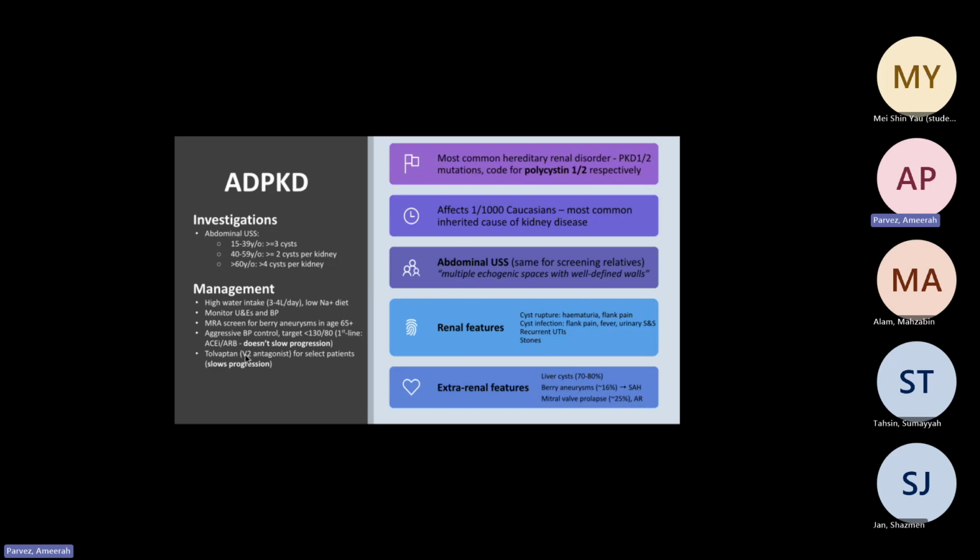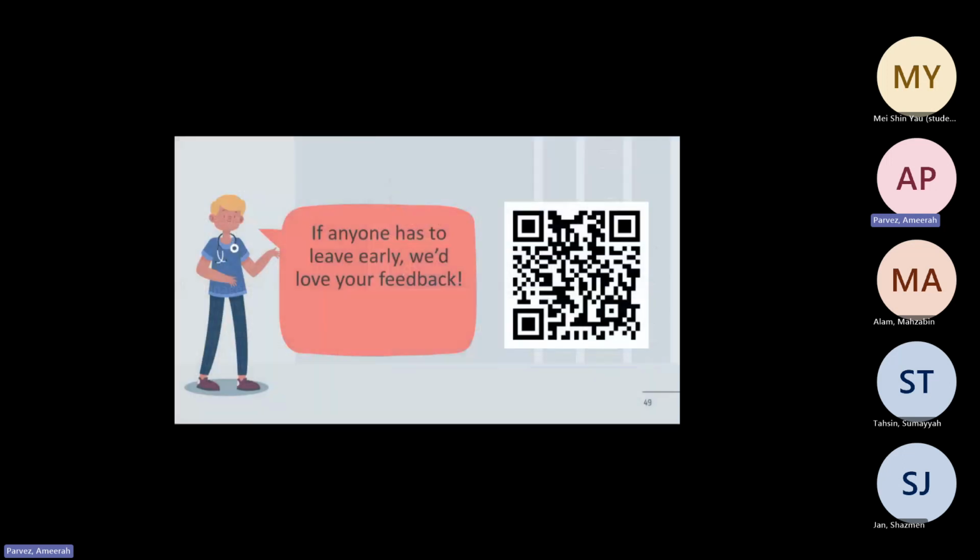So tolvaptan is, I think, the main drug that actually has been found to slow progression. But this would only be considered for specific patients. It would only really be initiated by a specialist to begin with. And then you may also consider planning for RRT because this disease, unfortunately, does slowly progress to end-stage renal failure.